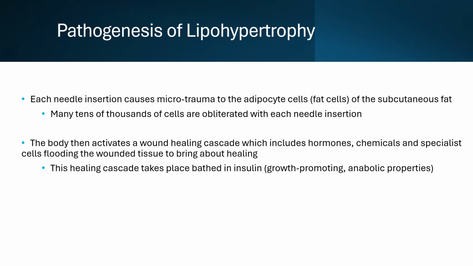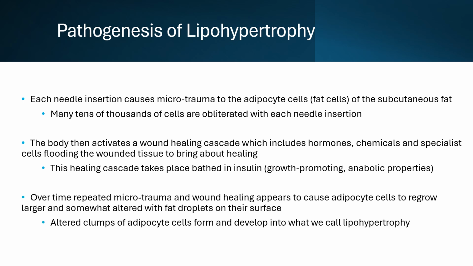So this is the only type of drug that you inject that can cause lipohypertrophy. If you're giving blood thinners, GLP-1s, none of them are insulin, and so they don't have that kind of catalyst to promote too aggressive of growth in the adipocyte tissue. And so over time, we keep going into that same area, and the wound healing causes those adipocyte cells to regrow larger and somewhat altered, and they have fat droplets on the surface. And so there's the lumpy bumpies that we're talking about. Altered clumps of adipocyte cells form, and they develop what we call lipohypertrophy.